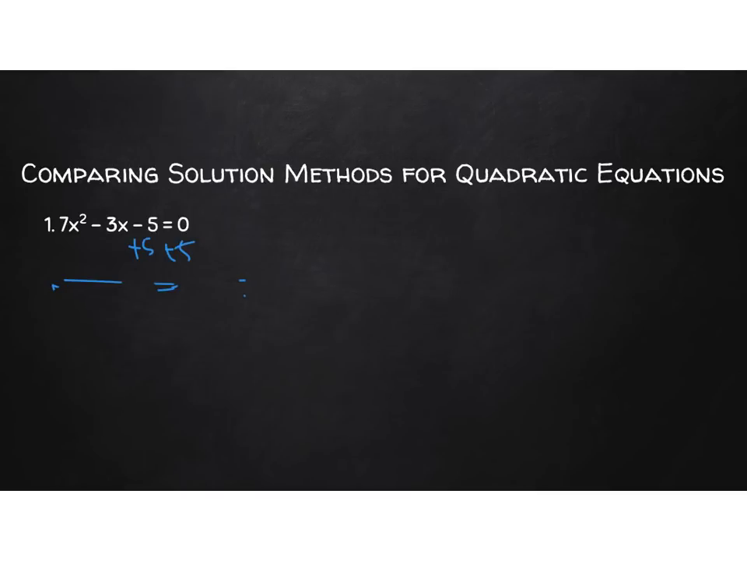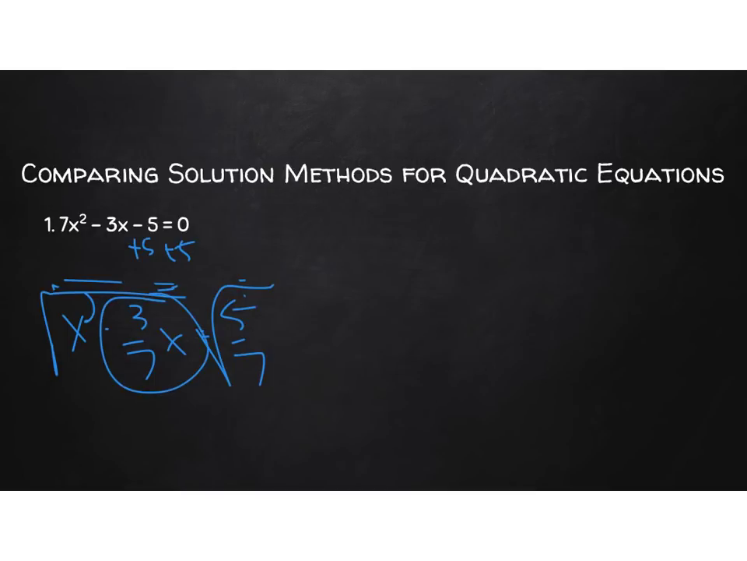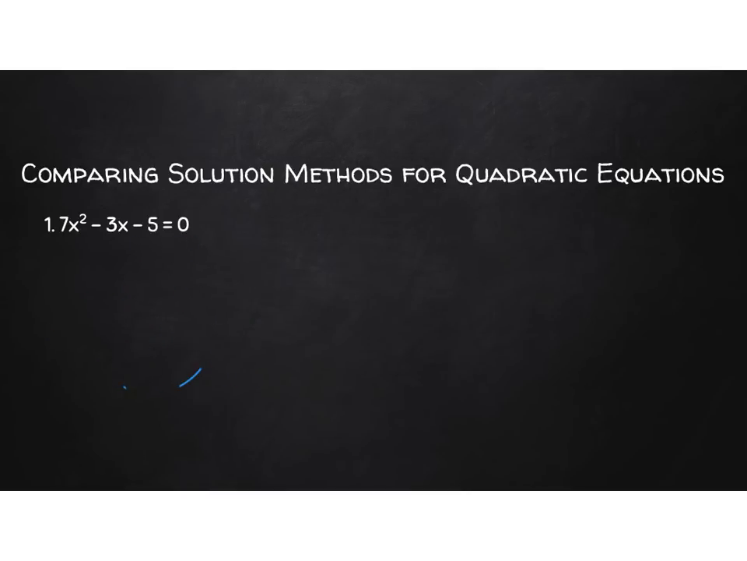But if we divide by the 7, we then get x squared minus 3 over 7 x equals 5 over 7. So then now we have these fractions. We try to take the square root. We still have this term here, which doesn't really help us at all. So from here, we are going to have to do our method that we learned from 9.3, which is the quadratic formula.